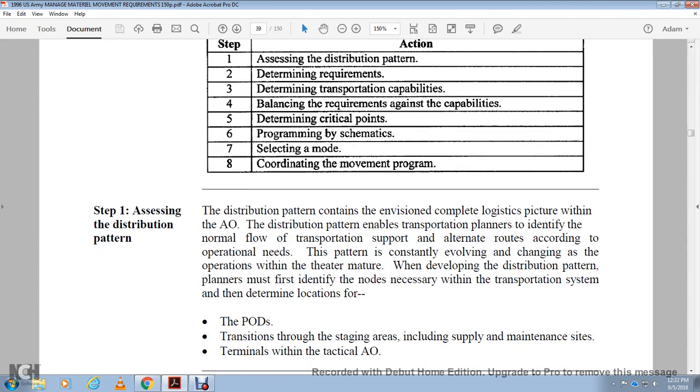Step 1, assessing the distribution pattern. The distribution pattern is contained within the complete logistics picture within the area of operation. It enables the transportation plan to identify the normal flow of transportation support and alternate routes, according to the operational needs of the patterns, which consistently involve changes as the theater matures. When developing the distribution pattern, you must first identify the nodes necessary for the transportation system that determine the location: the point of debarkation, transportation areas, including supply and maintenance sites, and terminals within the tactical area of operation.